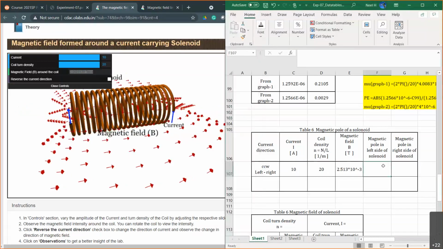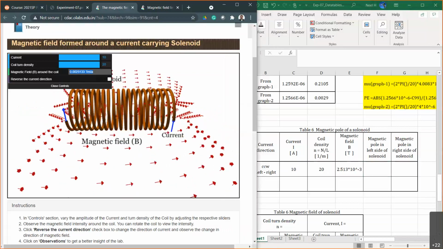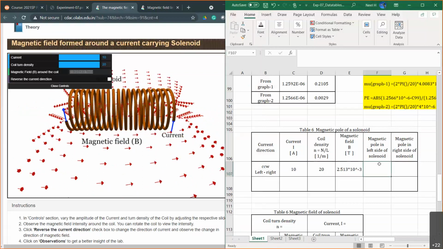So let's record that too here. Magnetic pole, left side of the solenoid relative to your observation. Now it depends on how you observe, okay? So you have to keep this view, and relative to your observation, your left is acting like a North Pole now.